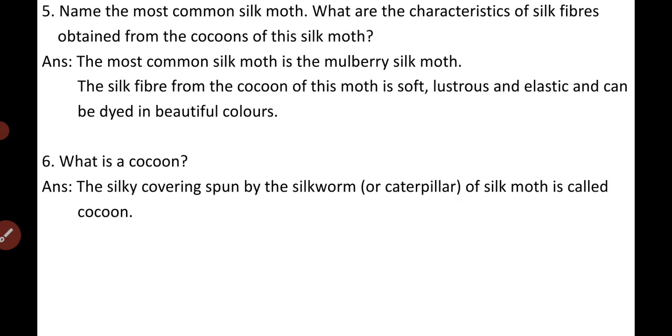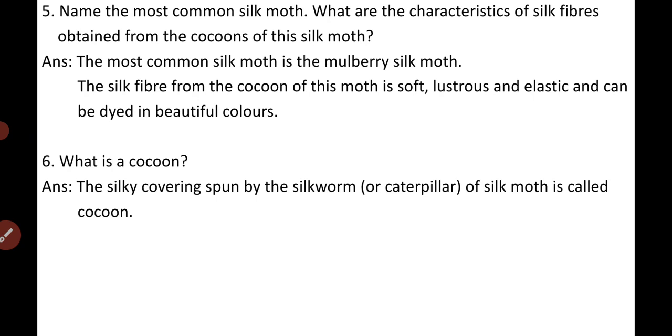Next, question number 5. Name the most common silk moth. What are the characteristics of silk fibers obtained from the cocoons of this silk moth? The most common silk moth is the mulberry silk moth. And what are the characteristics of the fiber obtained from this silk moth?